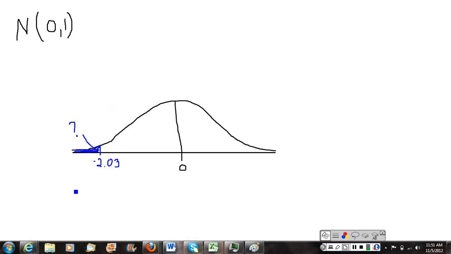Remember now we want to think about which command do we need to get the answer here. Do we need normal CDF or inverse norm? Well, whenever a z-score is given, whenever we have the number on the horizontal and we're looking for an area, normal CDF is going to be the command that gets that for us. So we're going to use norm CDF.